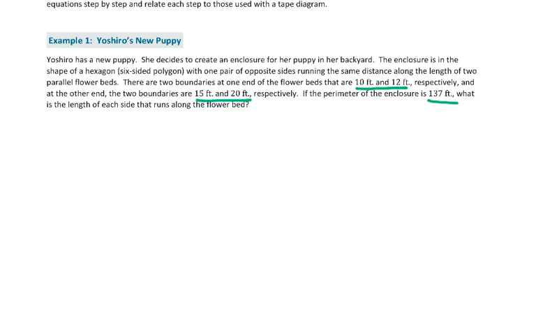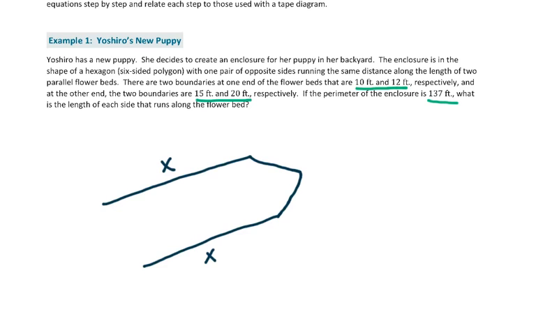So usually when we think about a hexagon, we think about the yellow pattern block, where all sides are the same length, but this is not the case. So we're going to have the two sides, we're going to call them X, that run along the flower bed. And then we've got two more sides at each end, and I know this is not perfect, but we're going to go with it. So one is 10 feet and 12 feet. The other one is 15 feet and 20 feet. And we know that there's 137 feet of fencing involved in this problem. And the perimeter will be the distance around the outside.